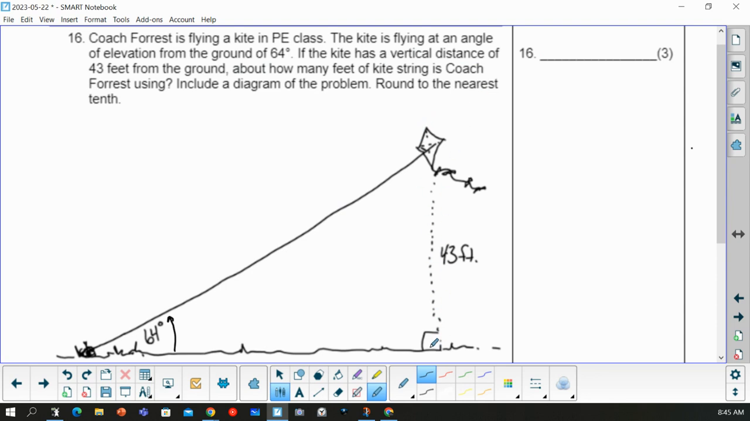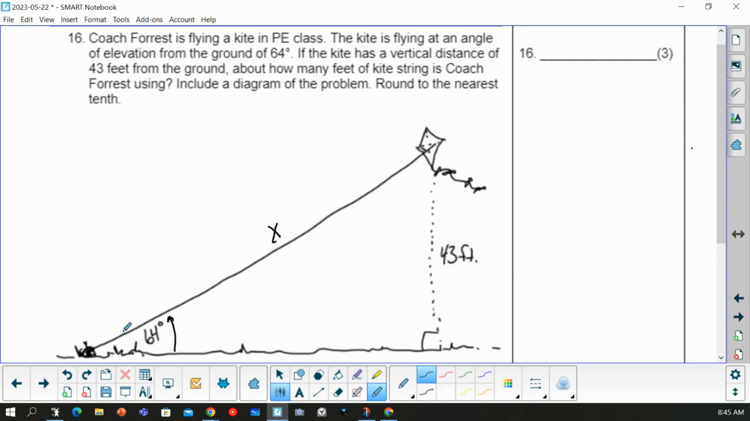So there's my 43 feet. So the kite vertically, 43 feet. But how many feet of kite string? So the kite string would be from here to here. That's what we're looking for. Okay. So we need to solve for this missing side.